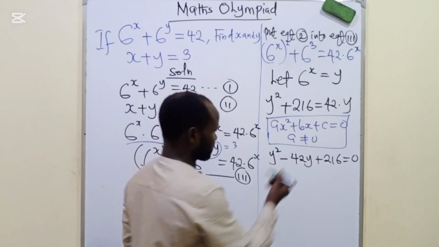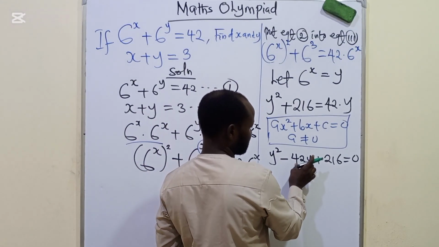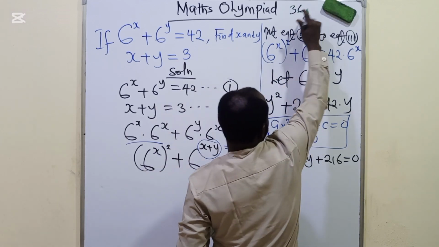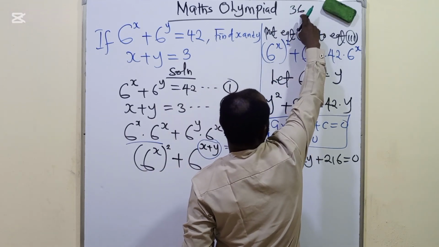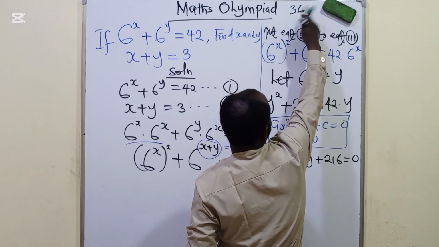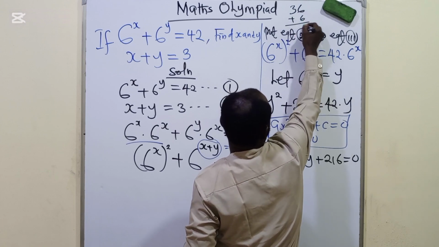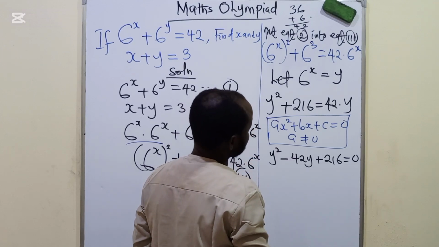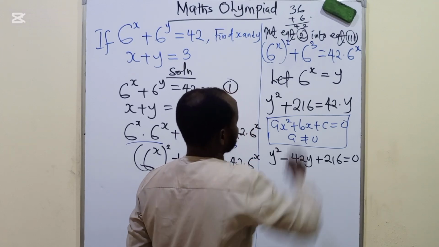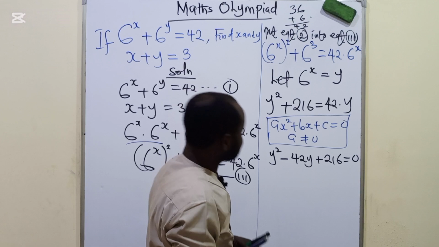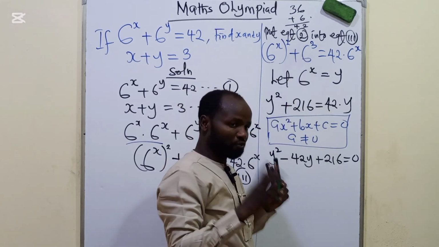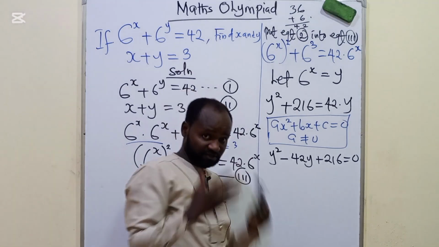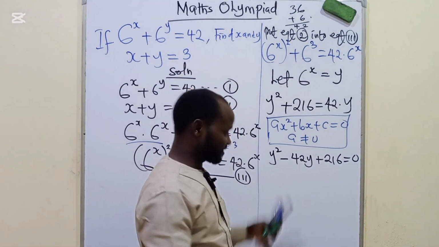Let's try 36. If we use 36, what can we add to 36 to give us, let's say, 6? This 2 carry 1 is correct, 42, but can 36 times 6 give us 260? Yes, so it will be minus 36 and minus 6 that will be the two factors. So the two factors will be minus 36y and minus 6y.